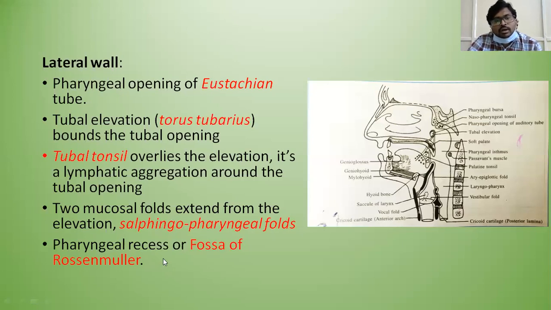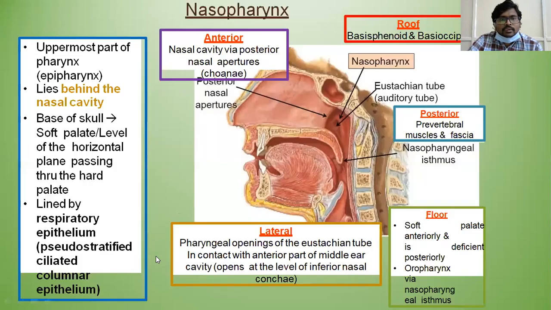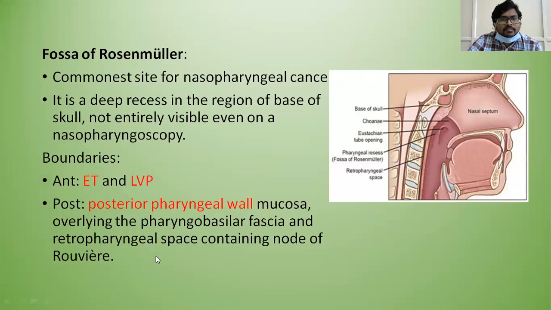Another most important structure or recess present in the lateral wall is the pharyngeal recess. It's a definite 4-mark question for you, so please listen to this. It is also known as the fossa of Rosenmuller. The fossa of Rosenmuller is a slit-like opening present in the lateral wall of the nasopharynx.